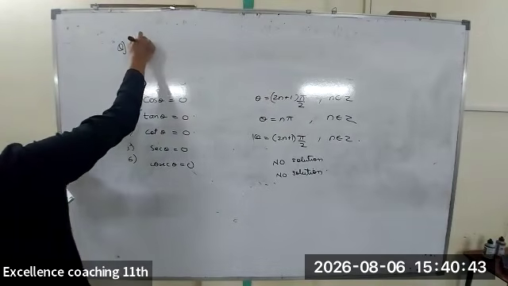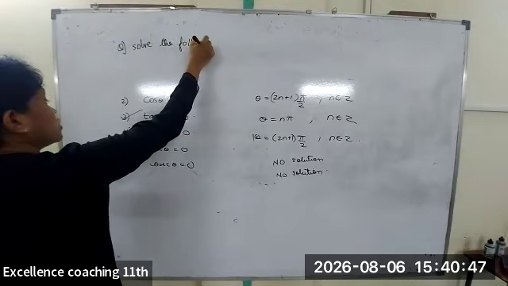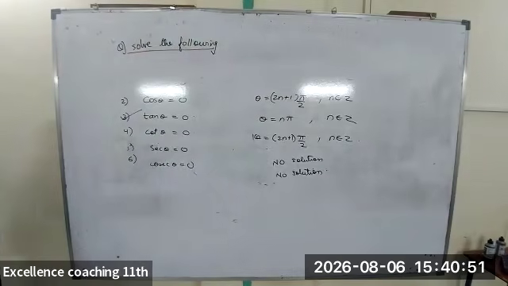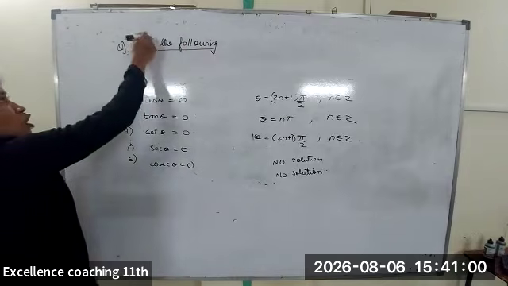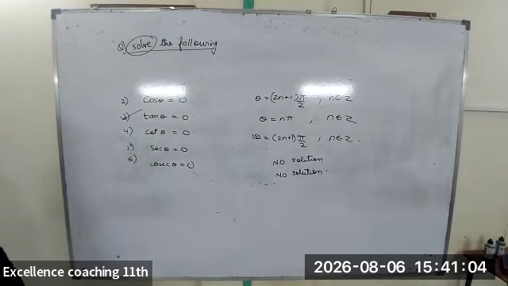So we will solve the following, or find the general solution of it. As long as they don't mention find the principal value, you have to understand it is anyway general. Even if they don't mention find the general solution, solve itself means find a solution. You have to find the value of the answer.